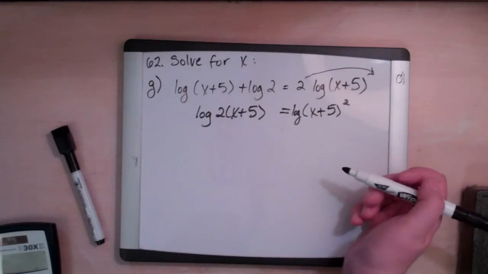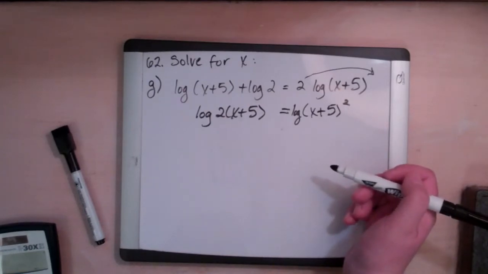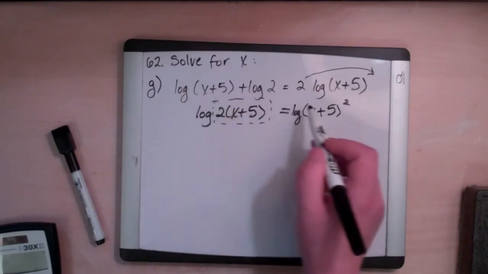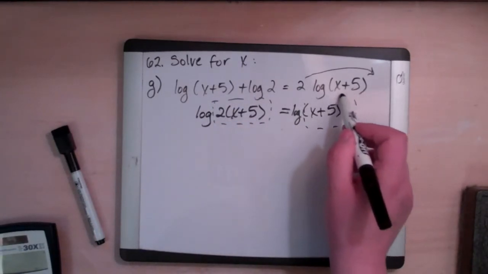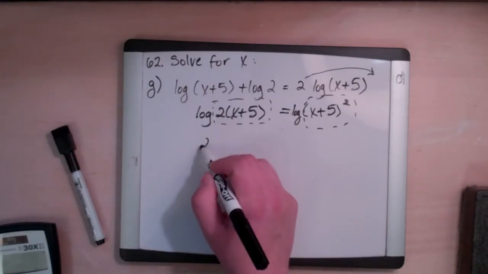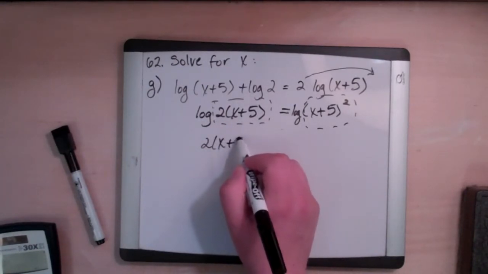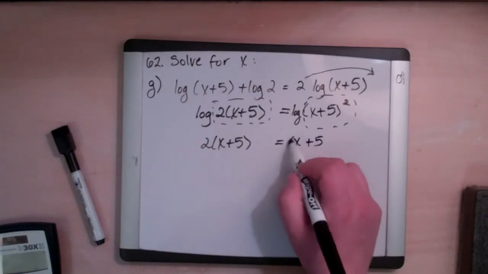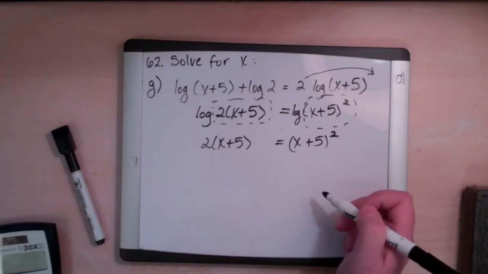And again, I'm in a situation where the only way that this could be true is if all of this stuff is equal to all of that stuff. So I can drop the logs at this point. I'll have 2 times x plus 5 all equal to x plus 5 squared.